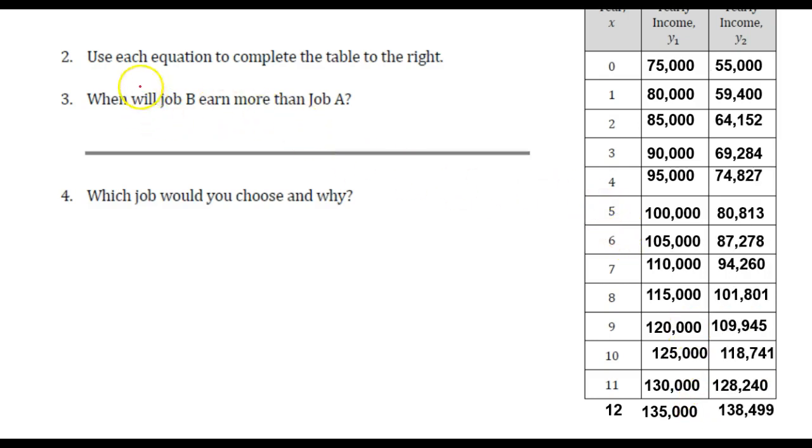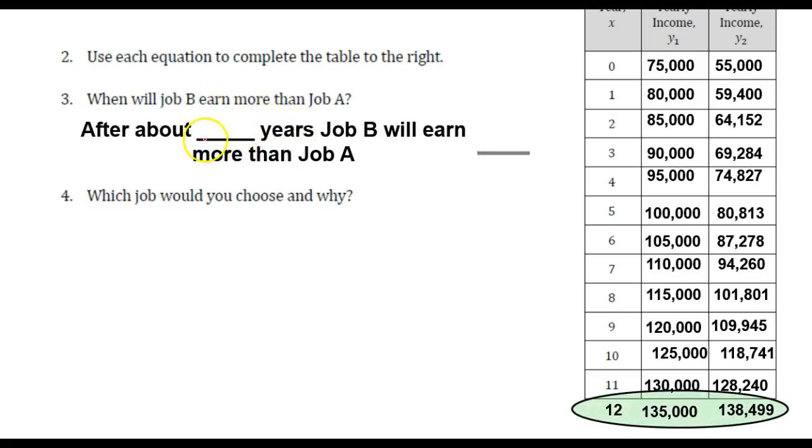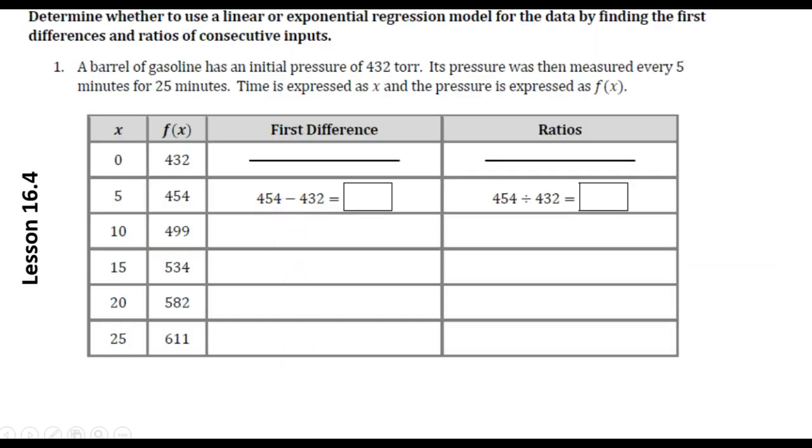And you'll notice here it says why I added that extra row, because the next question it's going to ask us is, when will job B be more than A? After about how many years does that happen? I'll let you fill in that sentence starter. And then again, another sentence starter of which job would you choose and why. Alright, moving right along.